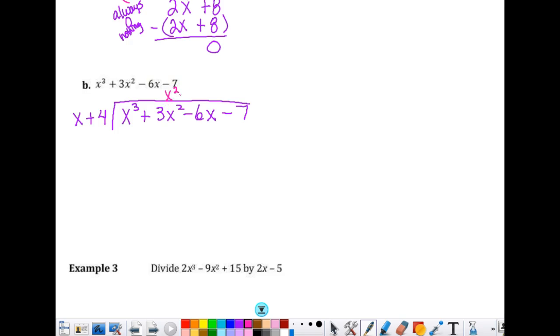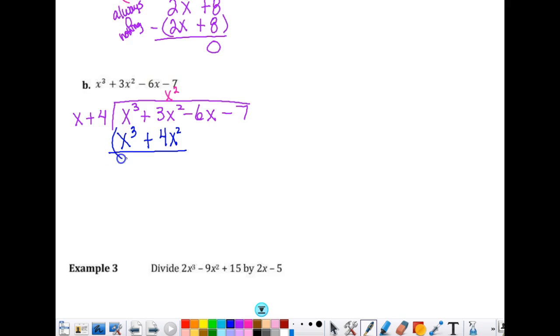What's the next step? Not subtract. We don't have anything to subtract. Multiply. That's right. Okay, x squared times x is x to the third. Did I get the exact same thing? Yes, so that's a good sign. Okay, x squared times 4 is 4x squared. Notice I have all x squareds right there. That's what it should be.